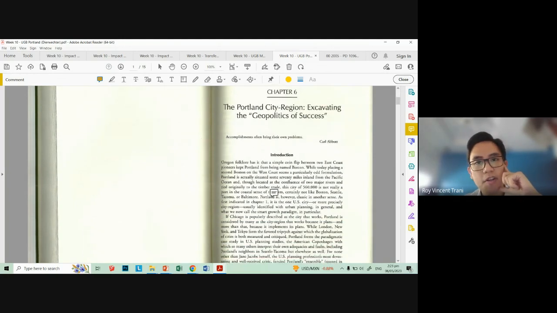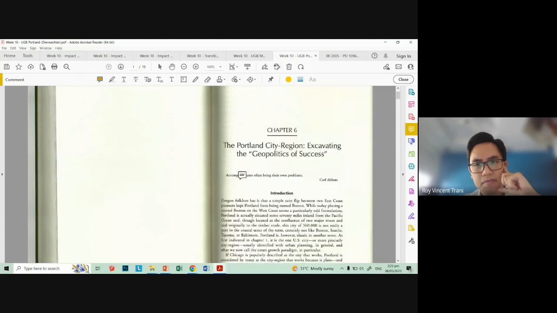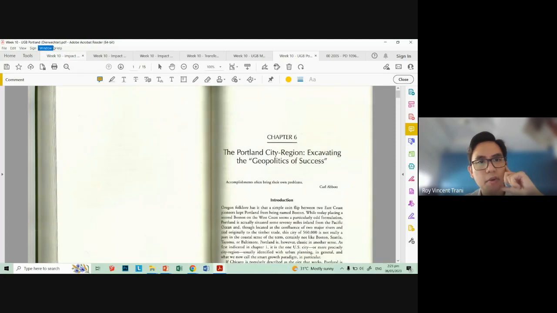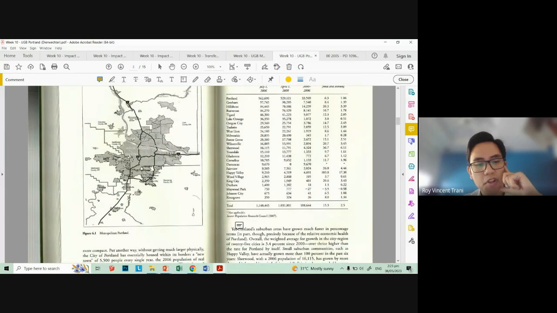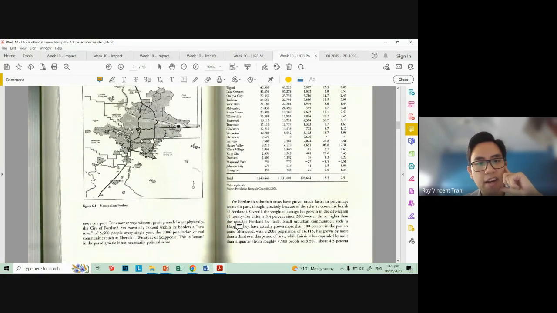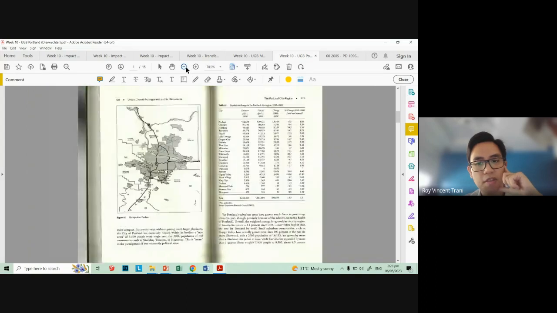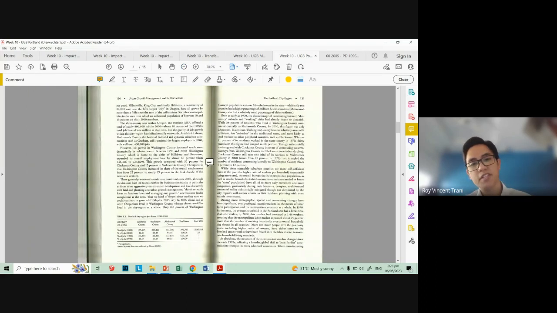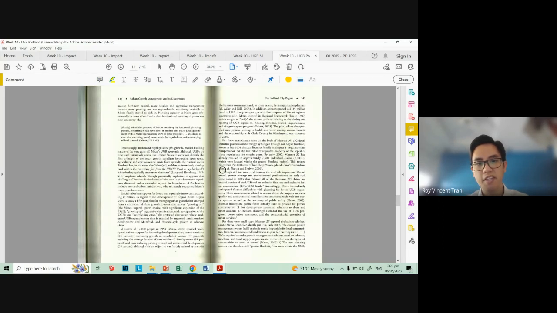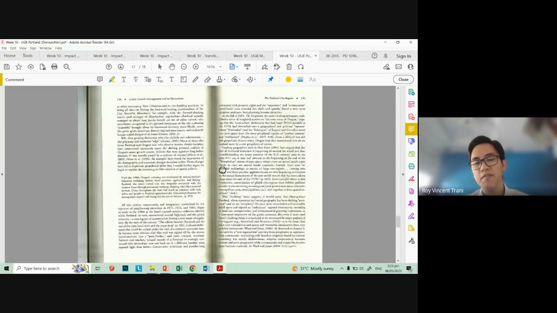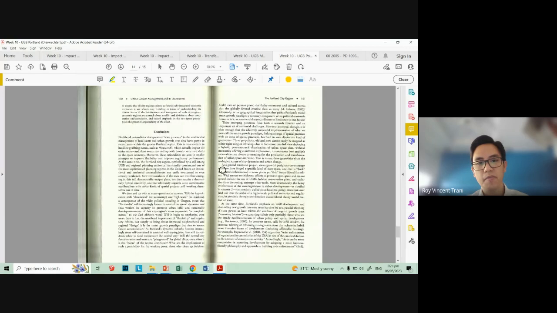So according to this article by, what's this? Dear Rector, I don't know how to pronounce his name. The Portland area has been successful with managing their growth. Although it's not really what they call this, there is no clear step-by-step process explained as to how they manage their growth. It's more of a story of how Portland and the Portland City region successfully planned for growth.